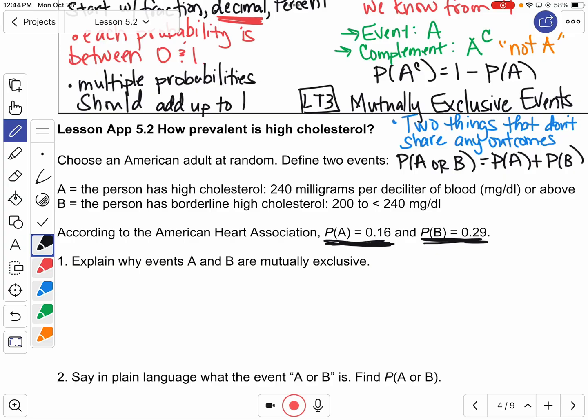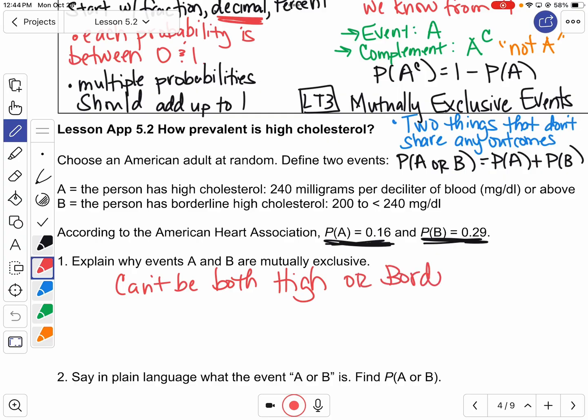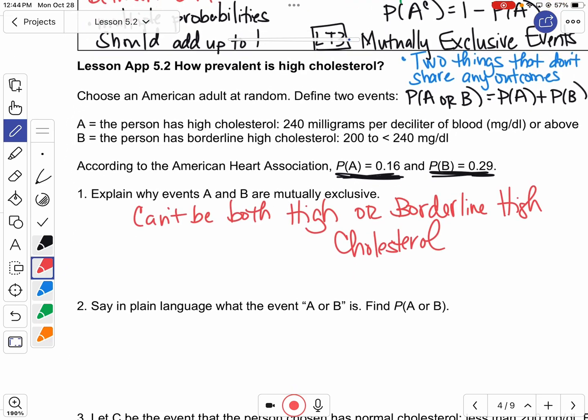Okay, why are those 2 things mutually exclusive? Why do they not share any people? You can only be one or the other. You can't be borderline high or high. You're either one or the other. Okay, so you can't be both. You're either high or you're not. Okay, so we can't be both. That's why they're mutually exclusive. I can't be both things. I'm either one or the other. Okay.